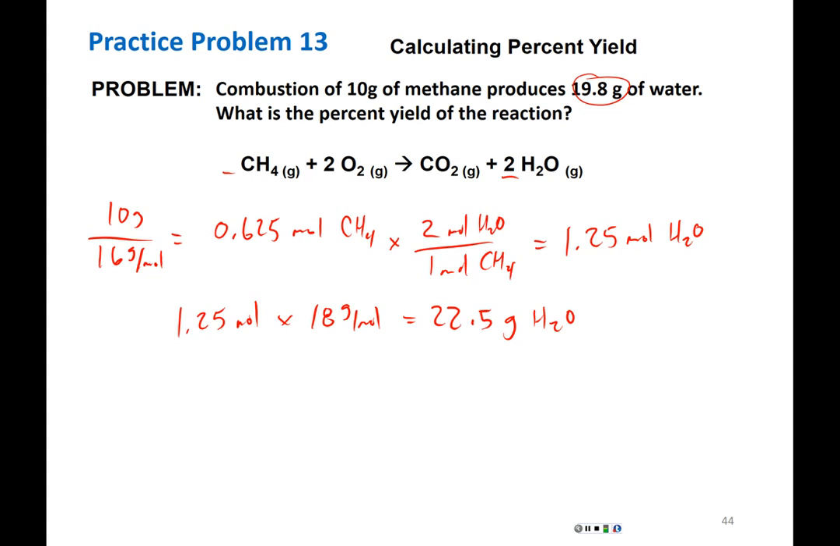Now to calculate the percent yield, we take our actual yield, 19.8, divided by 22.5, our theoretical yield, and that would give us 0.88, so that'd be our fraction. Multiply that by 100, and that would be 88%. So our actual yield is 88% of our theoretical yield in this problem.